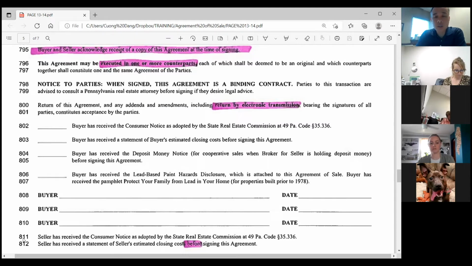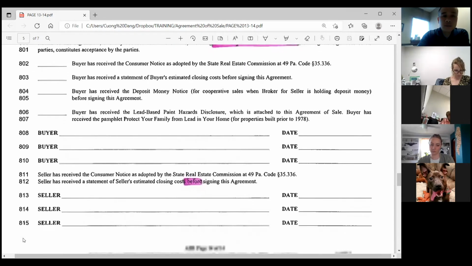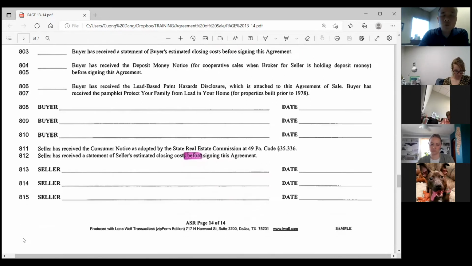And then the last one is if the house was built before 1978, for lead-based paint. Then the buyer signs there. And then lines 811 and 812, we have a little notice for the seller. Seller has received a consumer notice as adopted by the State Real Estate Commission, and seller has received a statement of seller's estimated closing costs before signing this agreement. And then the seller signs there.